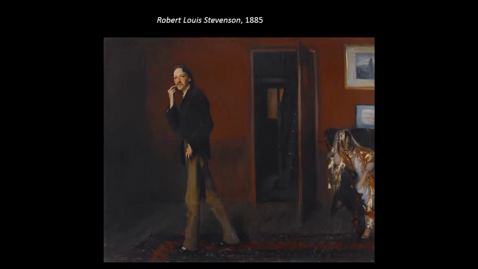Another series of work he does in this last part of his career is these series of portraits he does of Robert Louis Stevenson, and I really do love these because you really do get this image into the characterness of Robert Louis Stevenson as much as anything.